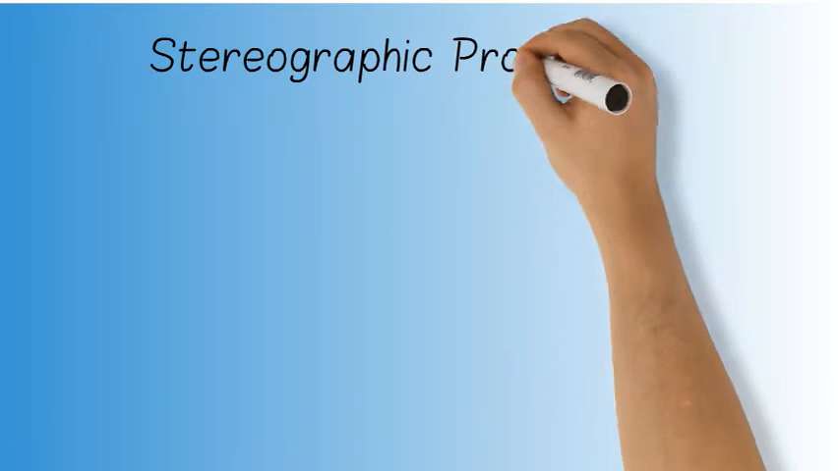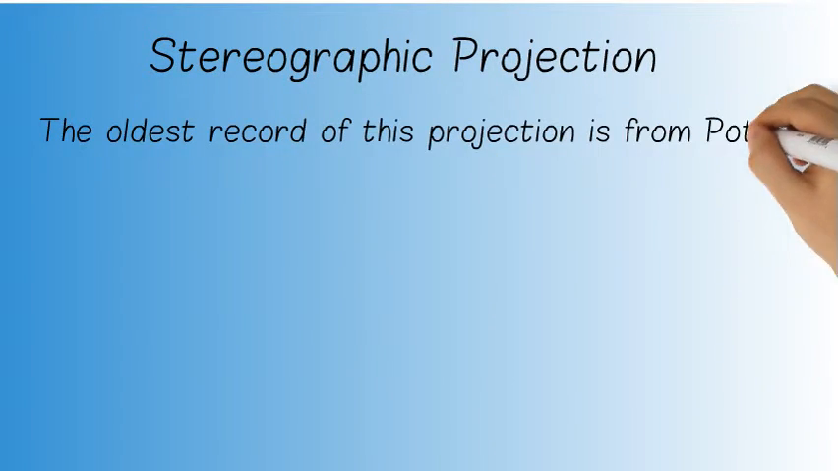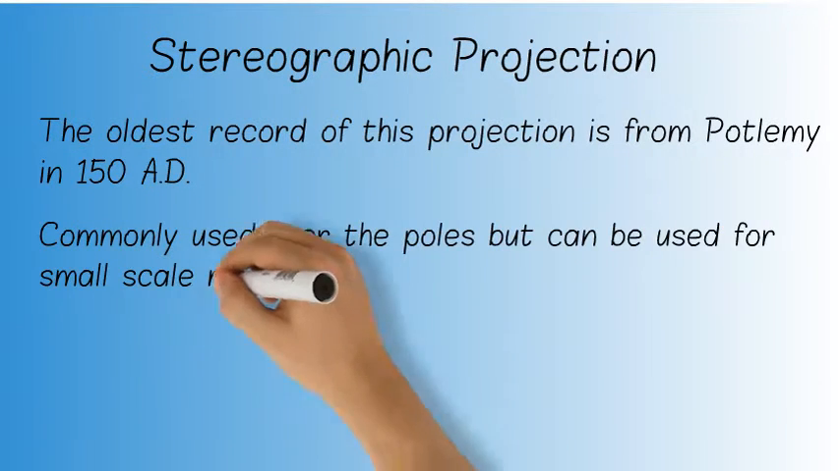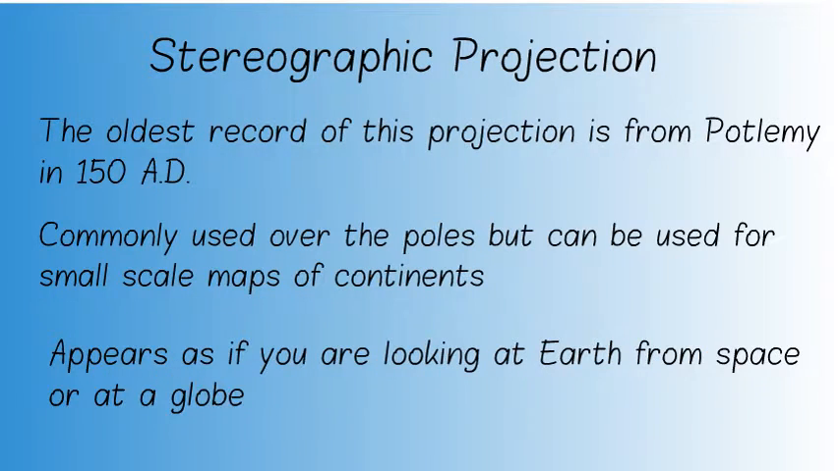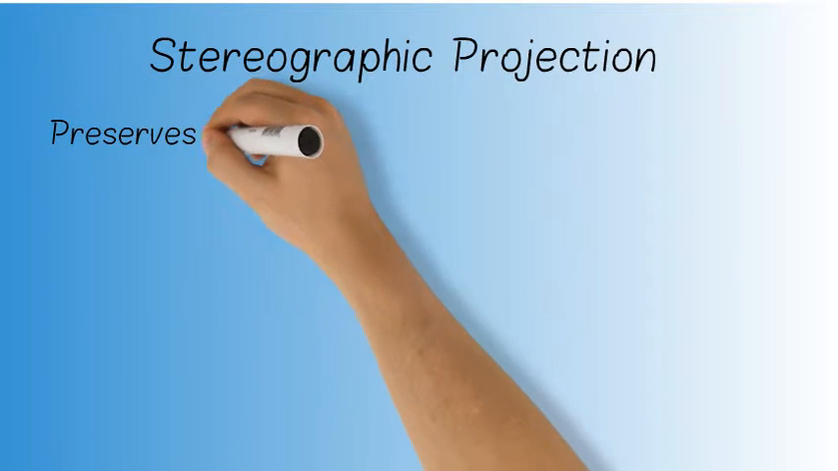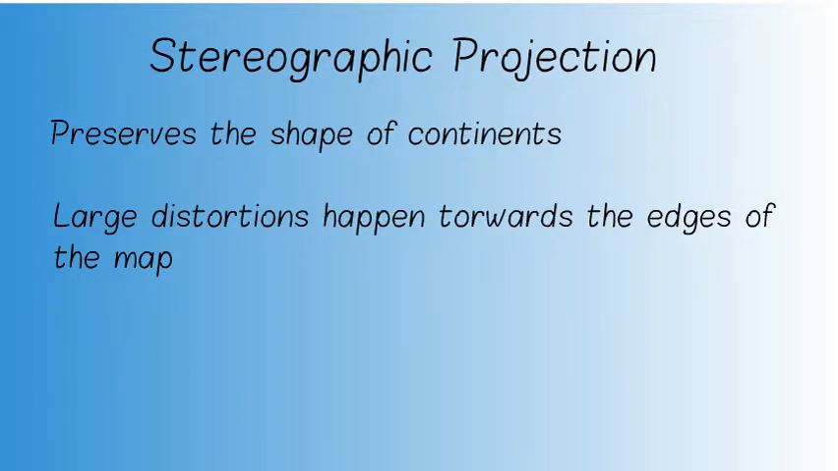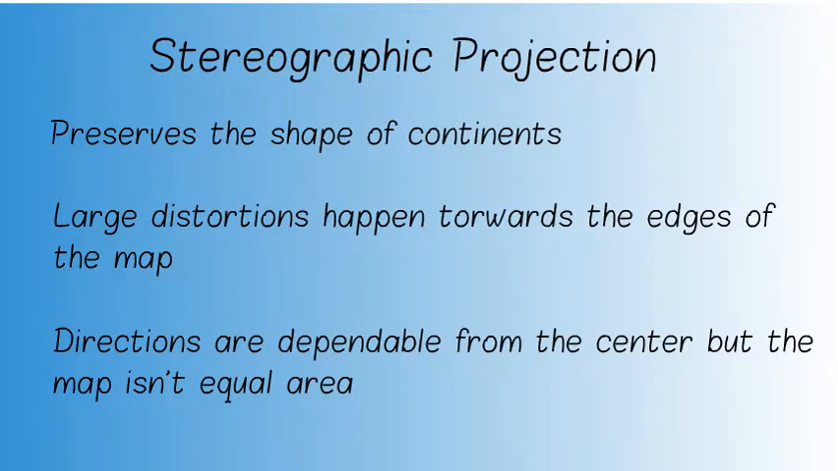The Stereographic projection. The oldest record of this projection is from Ptolemy in 150 AD. This is commonly used over the poles, but can be used for small-scale maps of continents. It appears as if you were looking at Earth from space or at a globe. This projection preserves the shape of continents, and large distortions happen towards the edges of the map. Directions are dependable from the center, but the map is not equal area.